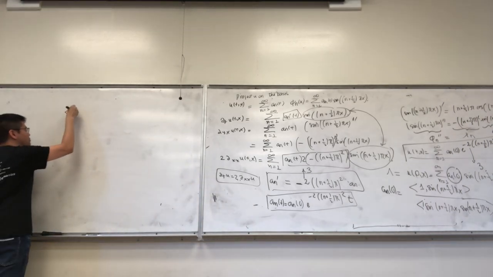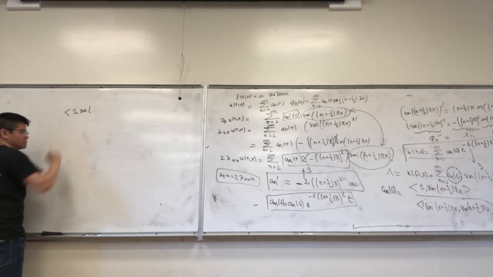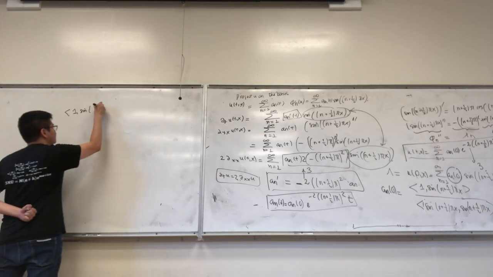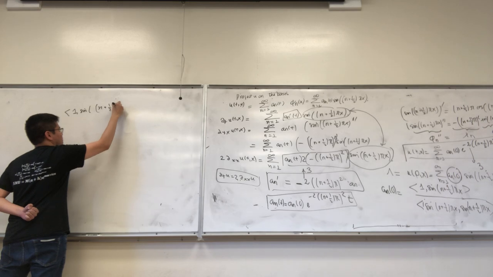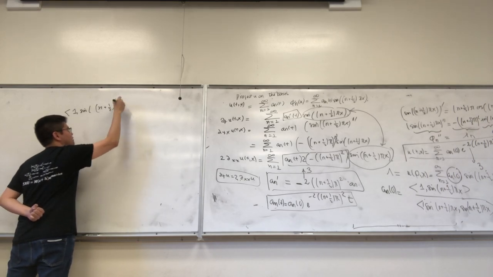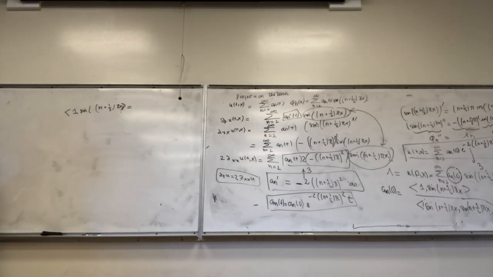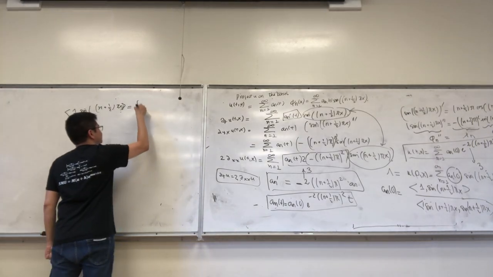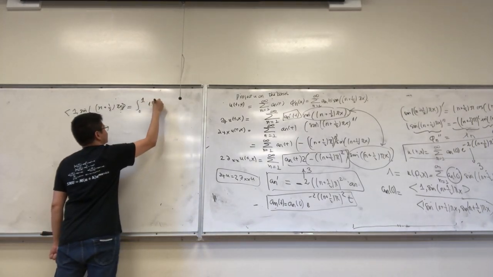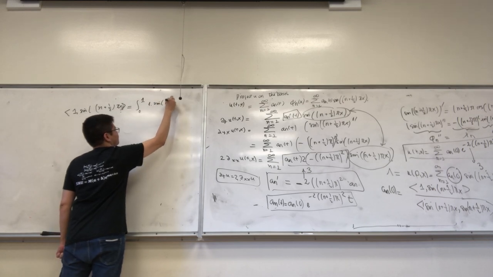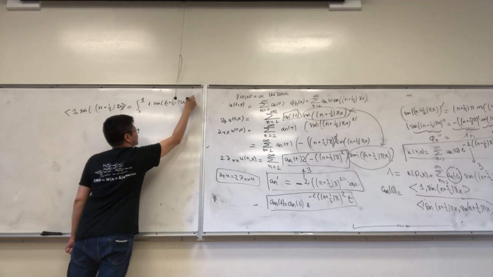So first I have to compute the inner product of 1 and sine of (n plus 1/2) pi x. So what is this by definition? What is the inner product of two functions? The integral. So this is the integral from 0 to 1 of 1 times sine of (n plus 1/2) pi x dx.